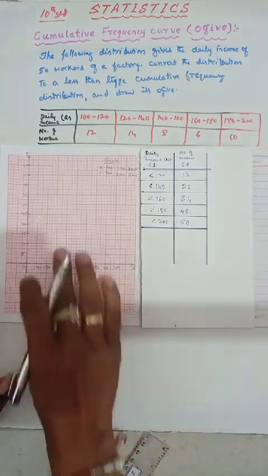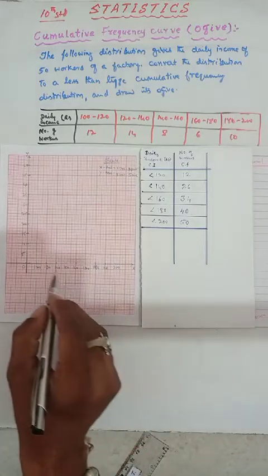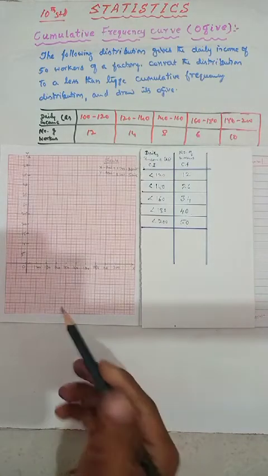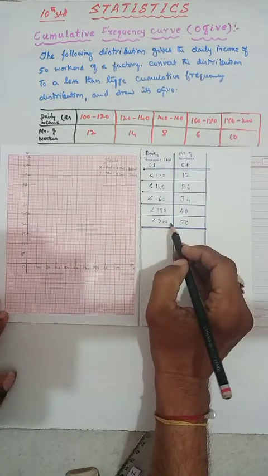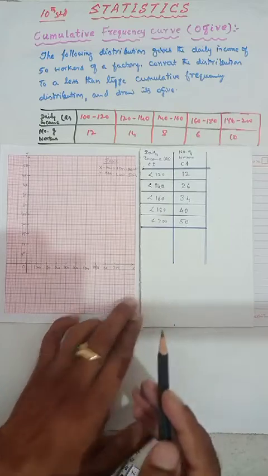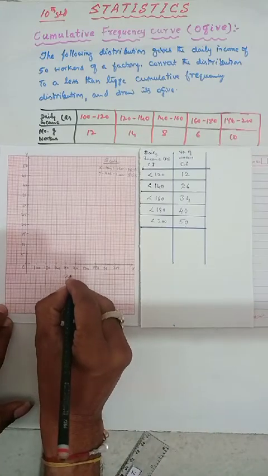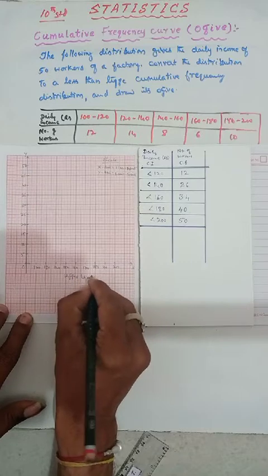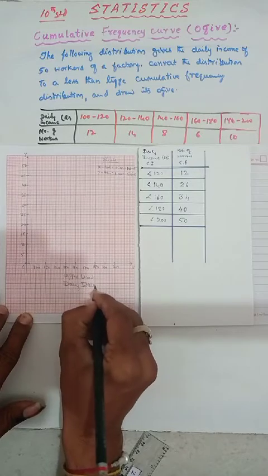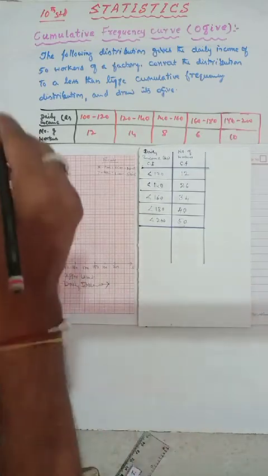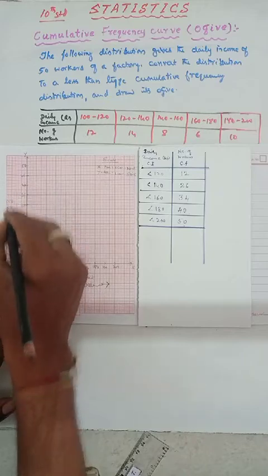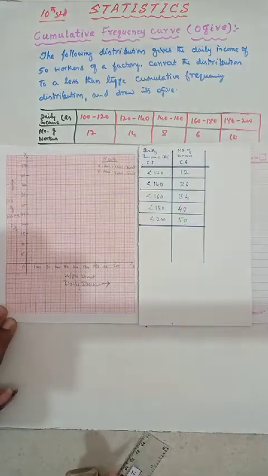Now in the graph, you know how to take the x-axis and y-axis. Draw the coordinates. 200 is the maximum, so we can take 10 units on the x-axis. This is the upper limit of the class interval, that is, the daily income of the workers, versus the number of workers we are drawing. So this is the cumulative frequency on the y-axis.